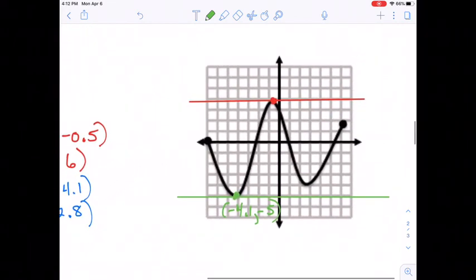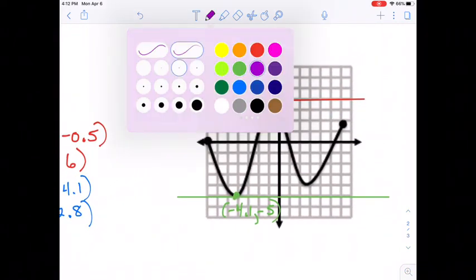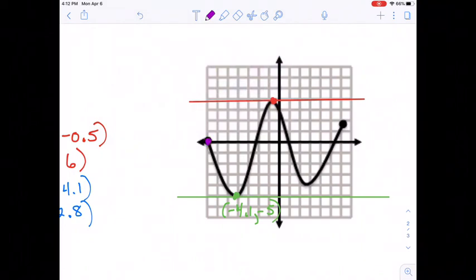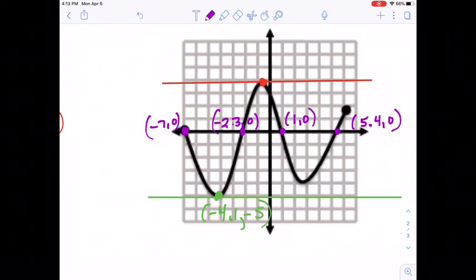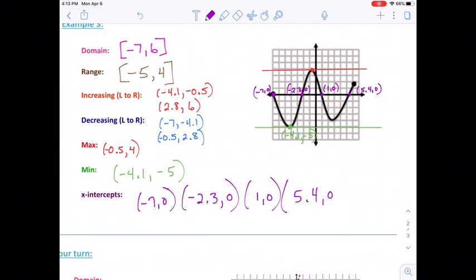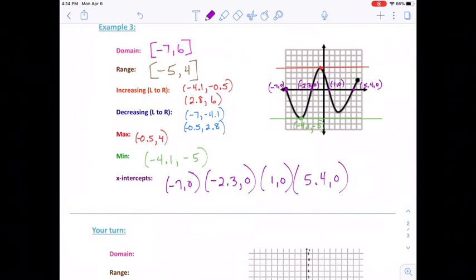X-intercept. This one is crossing the x-axis in a number of different places. It touches the x-axis here, here, here, and here. So we're going to list all of those coordinates. So I've got negative 7, 0, negative 2.30, 1, 0, and 5.40. All of those points are x-intercepts. Okay, you're almost done. Go to the your turn problem and do the max, min, and x-intercepts. Then turn it in. You're all finished.